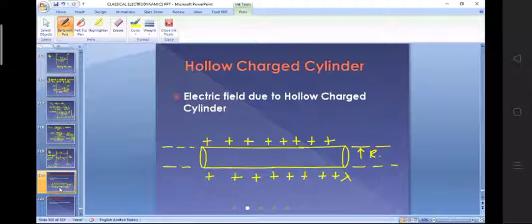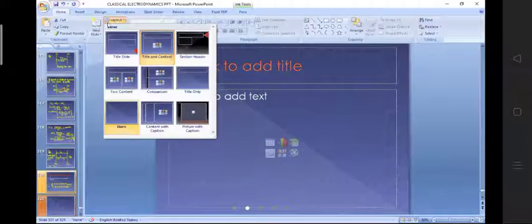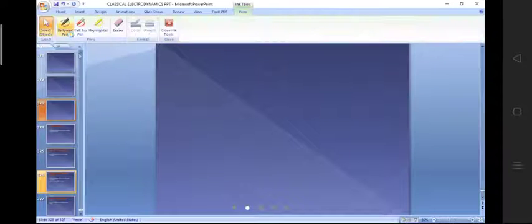Obviously the electrostatic field inside will be equal to 0, because if you assume a Gaussian cylinder that lies inside, the charge enclosed by the Gaussian cylinder will obviously be equal to 0.